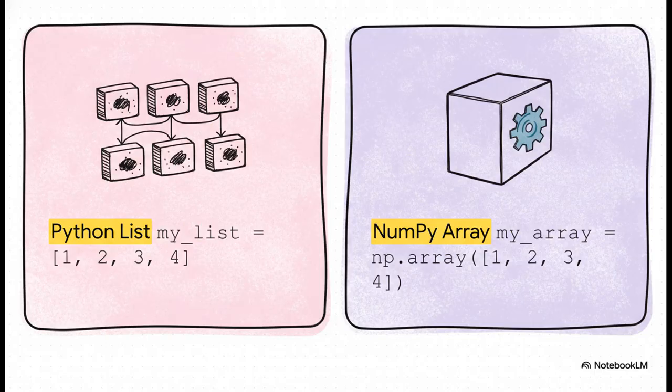You know, when you just look at the code, creating a list and a NumPy array, they look almost identical, don't they? But that little np.array function, that's where all the magic happens. It's not just making a copy. It's completely re-engineering how that data is stored in your computer's memory.